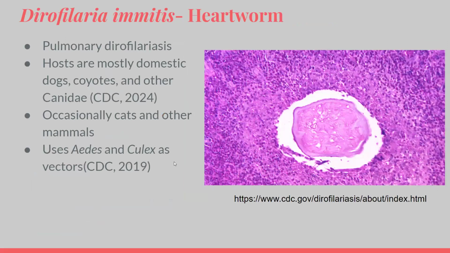So considering these two mosquitoes, there are three organisms that will be discussed. There are many more, but three eukaryotic parasites that can be transmitted by these mosquitoes. The first one is Dirofilaria immitis. This is commonly known as heartworm, and it causes pulmonary dirofilariasis. Hosts are mostly domestic dogs, wild coyotes, and other canid animals, though occasionally cats and perhaps other mammals like humans can get this parasite. It uses primarily Aedes and Culex. Culex is another genus of mosquitoes, but today we'll be focusing on how it uses Aedes instead of Culex.